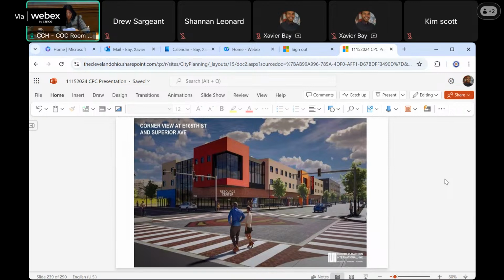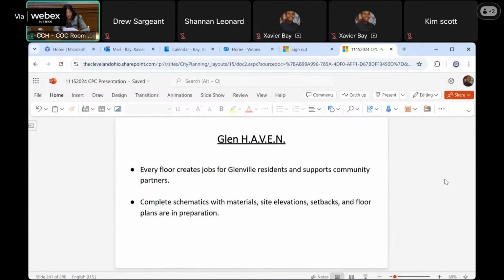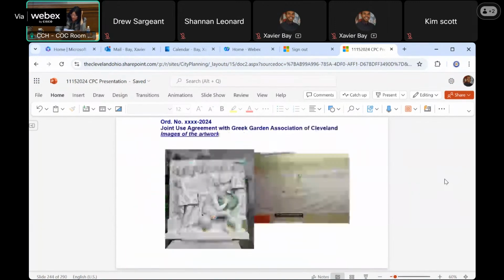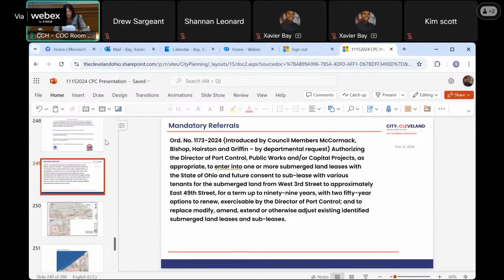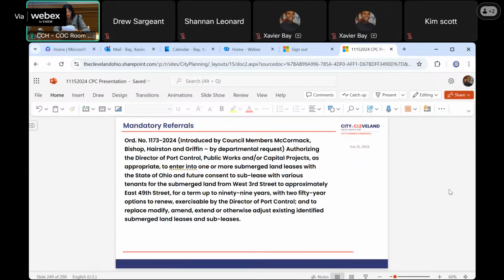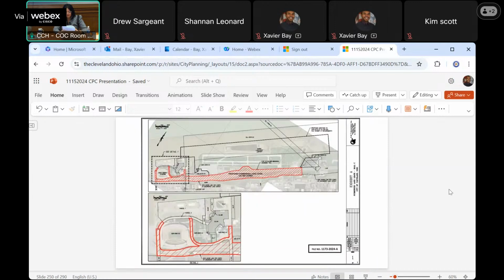Design review. We're skipping to page 23 since we did the Great Garden. This is ordinance number 1173-2024, authorizing the director of port control, public works and capital projects to enter into one or more submerged land leases with the state of Ohio for various tenants in the land at West Third Street, approximately to East 49th Street. These would be leases up to 99 years.